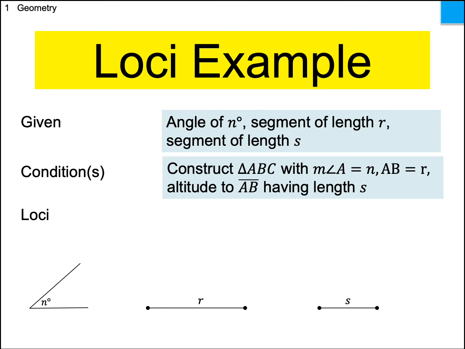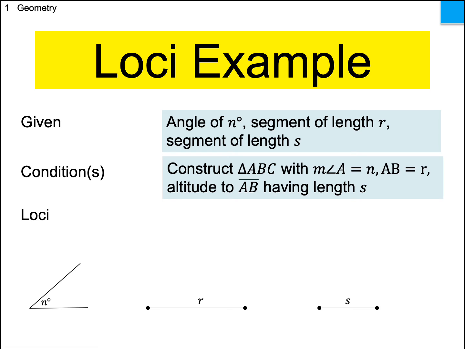All right. First off, it says construct triangle ABC. Technically, that's what the loci is going to be. But they have 3 conditions. First off, the measure of angle A has to be equal to N. In other words, you're just copying angle N over. And then it says AB, one of the sides of the triangle, is equal to R.